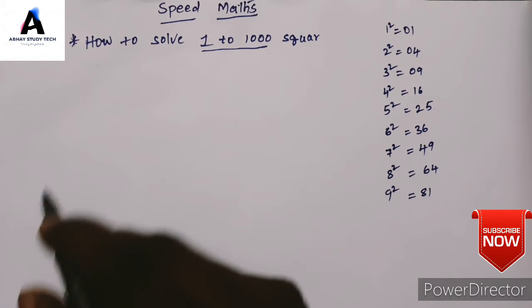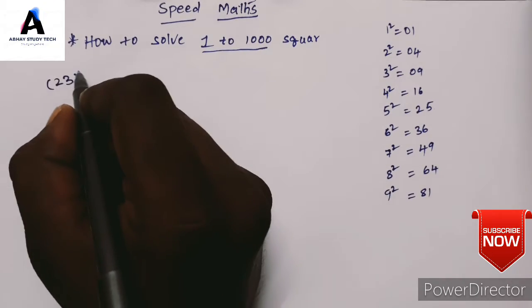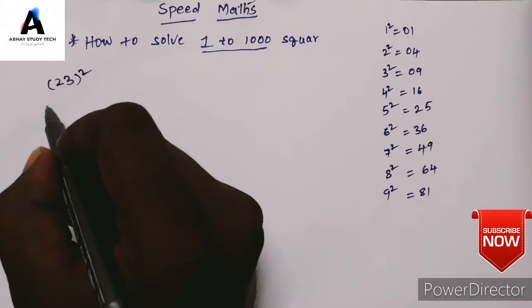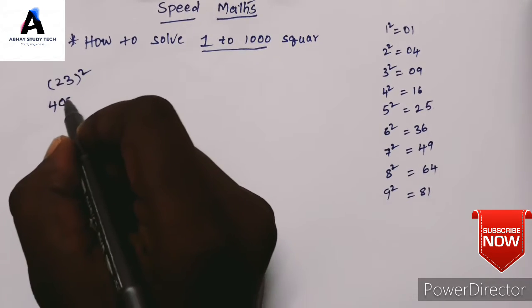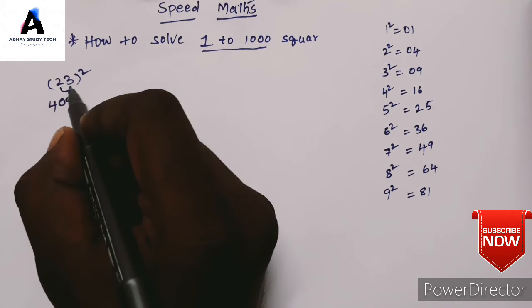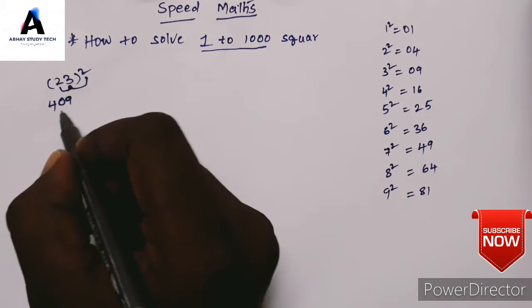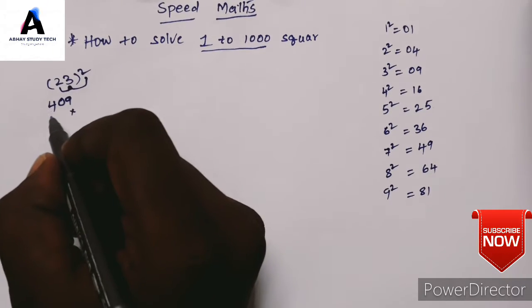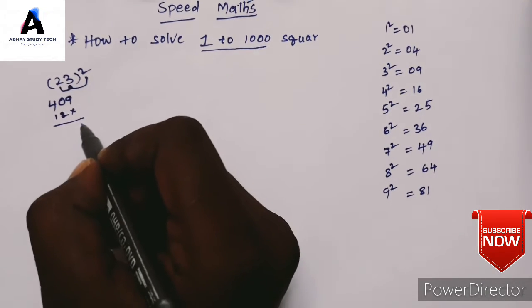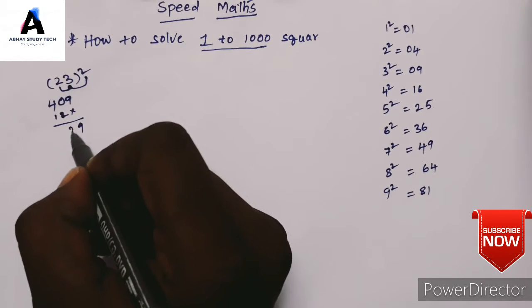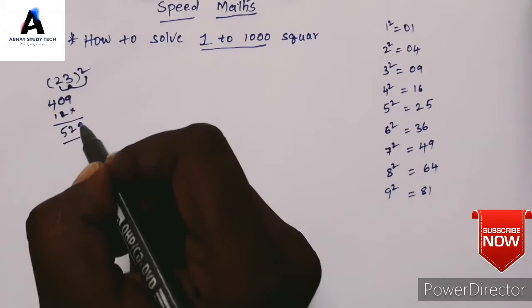For example, friends, 23 square. 2 square is 4. 3 square is 9. We can write as 0, 9. 2 into 3, 6. 6 into 2, 12. We leave the unit place and write 12. 9. 2 plus 0, 2. 4 plus 1, 5. Answer is 529.